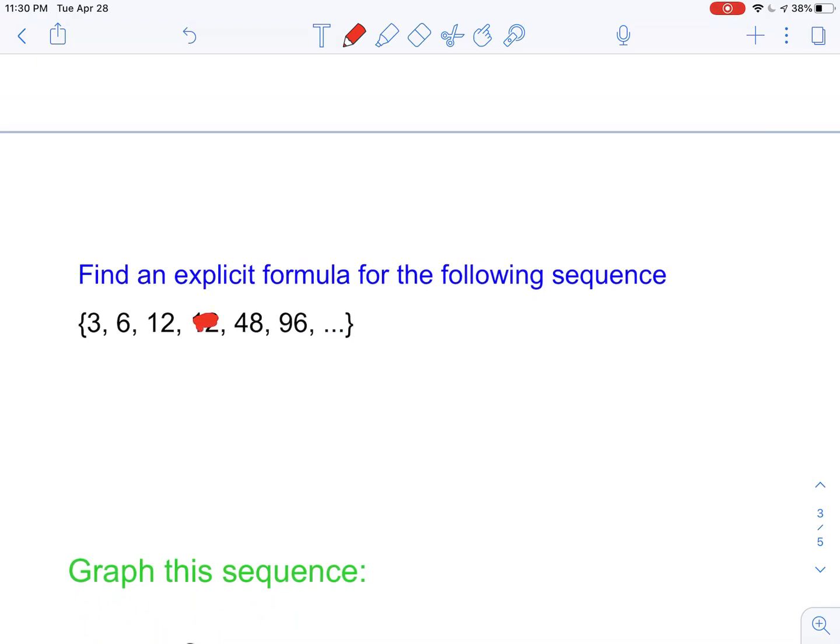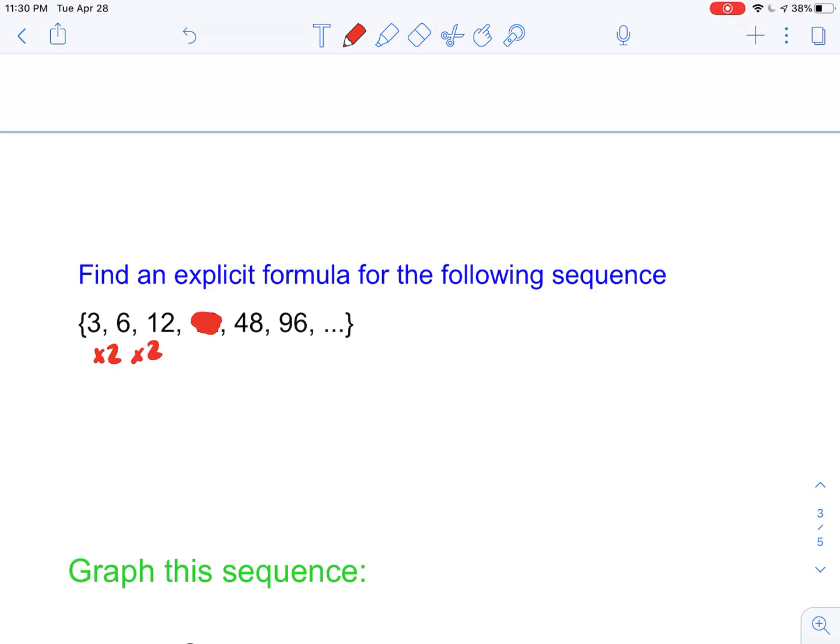So let's look at another example. Find an explicit formula for the following sequence. Now, I did make a typo here. There should not be 2 12s. Okay? So we're going from 3 to 6 to 12 to 48 to 96. Well, how do we do that?